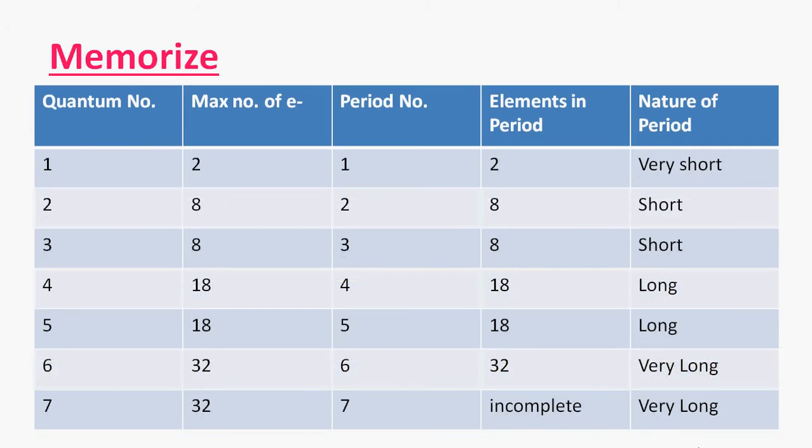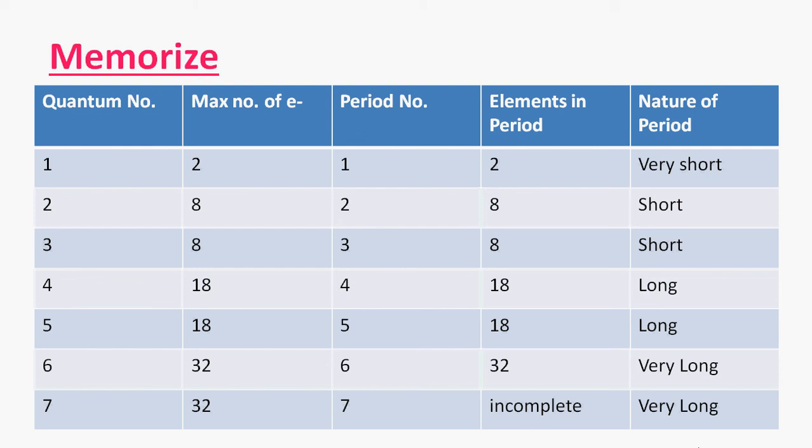Now you have to memorize this table. Here in the first column is given the quantum number. Actually, the number of the period to which an element belongs is given by the quantum number, denoted by n. That is the number of the outermost shell as counted from the nucleus. After the nucleus there is the first shell, then second, denoted as K, L, M, N and so on. So it tells the number of the period to which an element belongs.